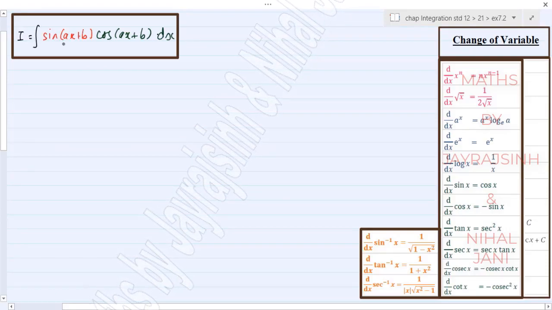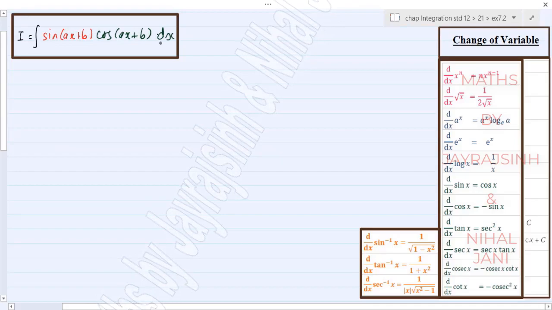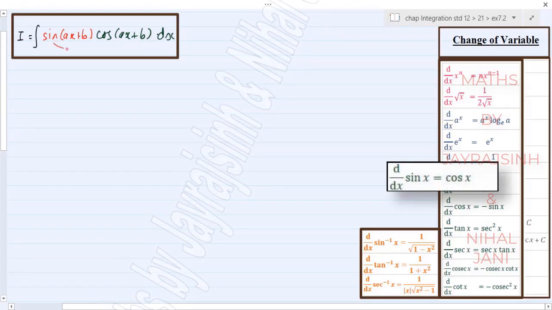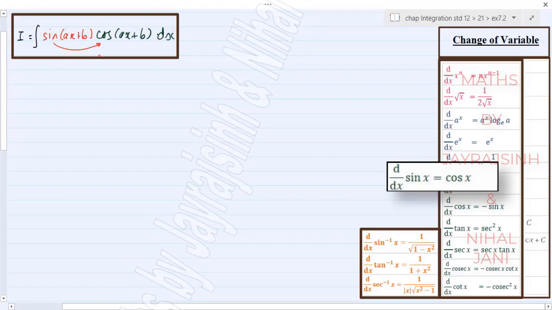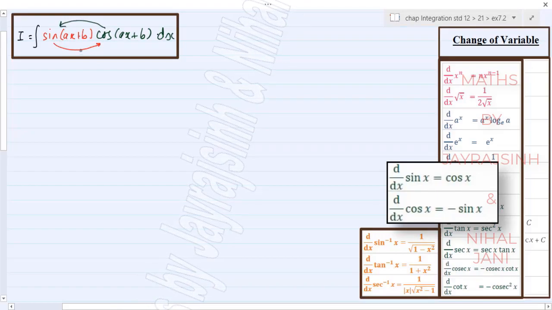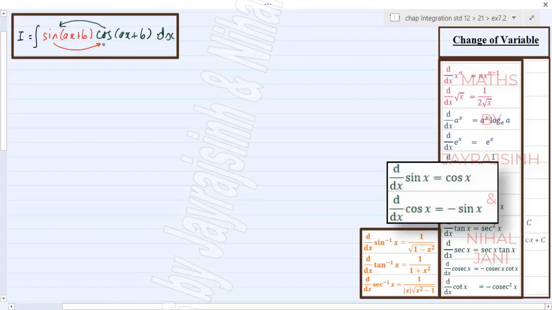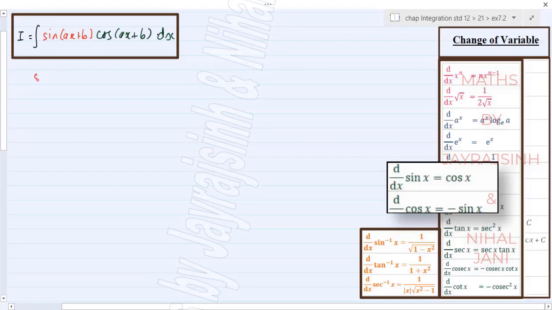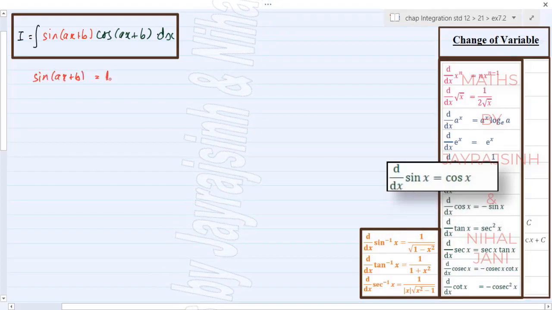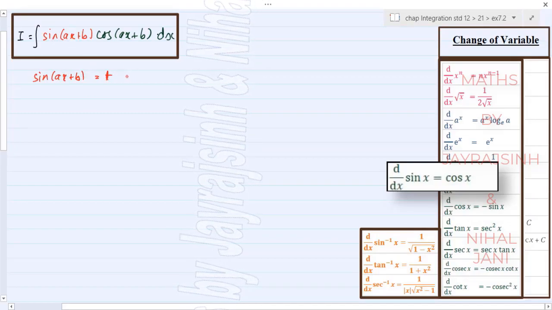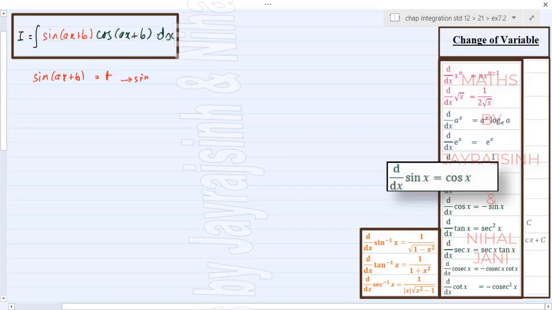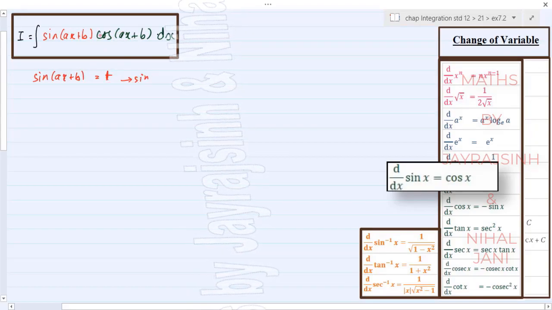In this question, we have to integrate sin(ax plus b) into cos(ax plus b). As you can see, the differentiation of sine is available in terms of cos, and the differentiation of cos is also available in terms of sine. So we can assume any one of them. Let's take sin(ax plus b) as a new variable. So your answer will be in terms of sine. If you take cos(ax plus b) as a new variable, then your answer will be in terms of cos.